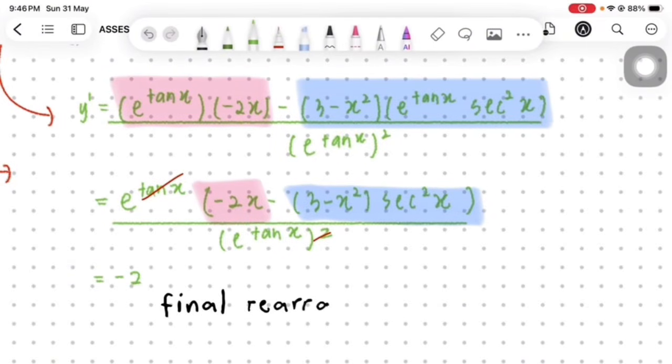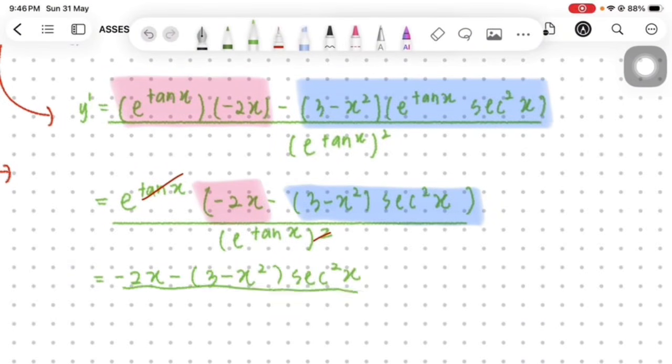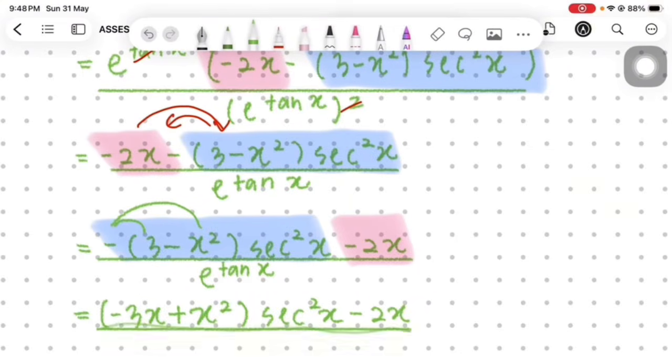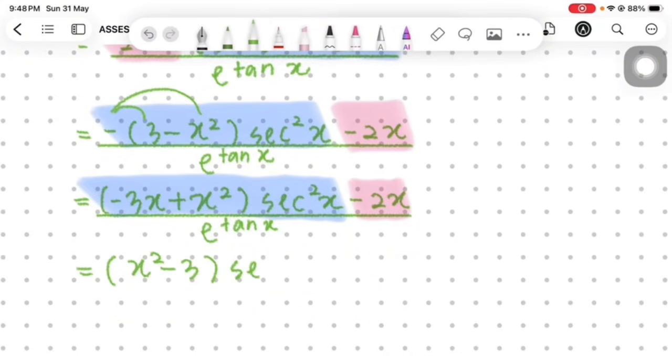Then, step 4. Final rearrangement. To match our final handwriting step, we can expand the negative sign or rearrange the numerator term. Let's group the sec squared x term first. Turning the minus into the distributive property, like this.